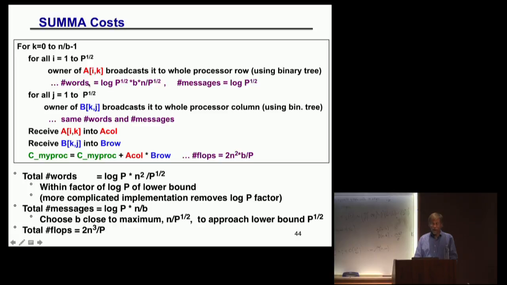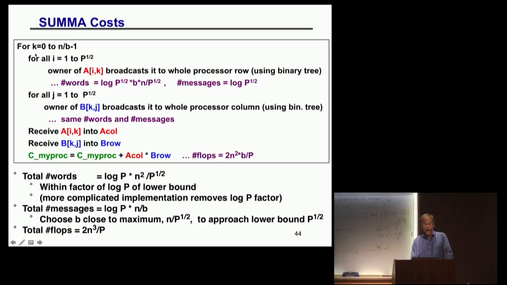So how much does this cost? I'm broadcasting this submatrix. How big is the submatrix? It has n over square root of P rows, B columns, so that's the size. And it's a tree, so I'm doing it log square root of P times. And the number of messages is the number of layers in the binary tree. That's the log of the square root of P. That's broadcasting A. Broadcasting B is the same thing. And then here I'm doing a matrix multiply of an n over square root of P by B by B by n over square root of P, multiply all those dimensions together, and that's the number of flops in the inner loop.